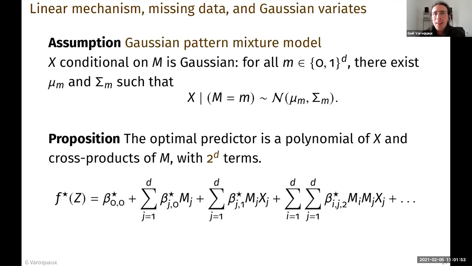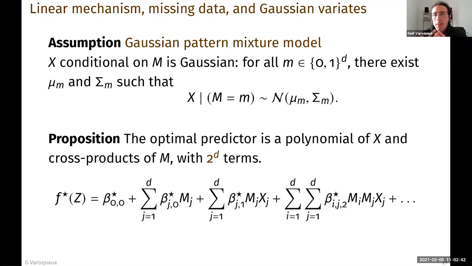So we need to add extra assumptions, and basically we'll make assumptions that our covariates are Gaussian. And we're using a classical assumption from the missing value literature, which is that X conditionally on M is Gaussian. So if I give you a missing value pattern, then there exists a mu and a sigma such that X follows a Gaussian distribution with mu and sigma. And this mu and sigma may be dependent on M, or they may be independent from M. And if they're independent from M, then we're in missing completely at random settings.